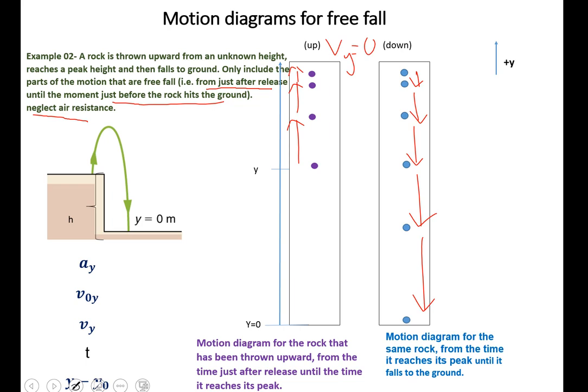Now let's see the sign of the acceleration. Is it positive, or is it negative, or is it 0? The acceleration is still downwards, and our coordinate system says up is positive. So the acceleration should be negative. And then initial y velocity. You can see clearly in the diagram the initial y velocity is up. Okay, so this is the initial y velocity, v naught y, is up. So for that reason it is positive.